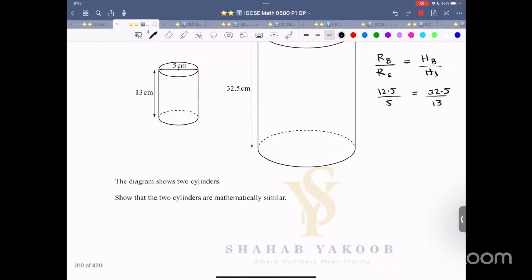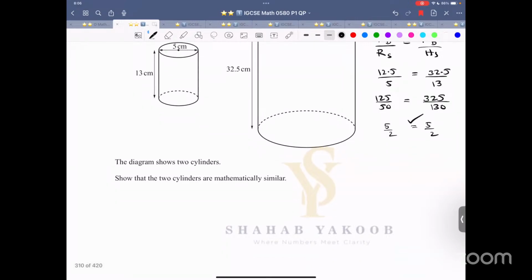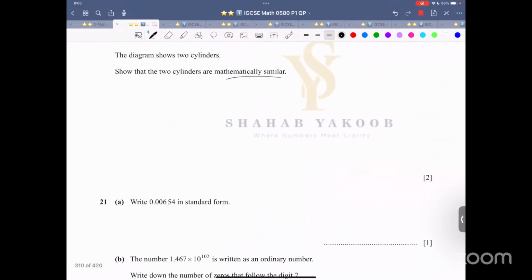So 12.5 over 5 can be written as 125 over 50. And 32.5 over 13 can be written as 325 over 130. So when you simplify, this comes out to be 5 over 2, and this also comes out to be 5 over 2. Yes, the ratios are the same. Therefore, they are mathematically similar.